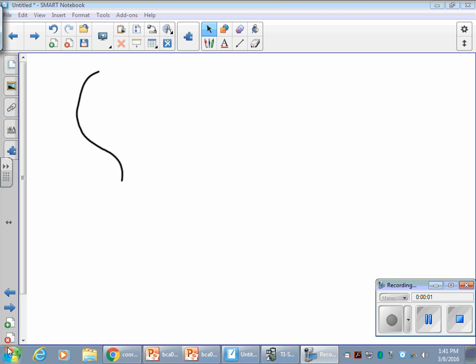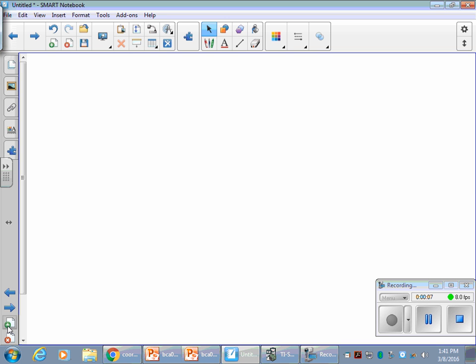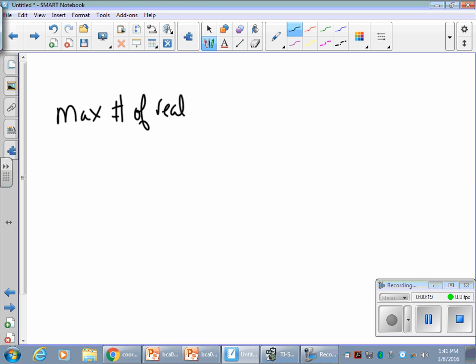Okay, in section 4.2, they want us to graph some polynomial functions. So the first thing we need to talk about is what are some things that we know about graphs of polynomial functions. Well, first of all, we can talk about how many real zeros they are going to have. The maximum number of real zeros will always equal the degree of the polynomial function. So if it has a degree of 4, it can have at most 4 real zeros.